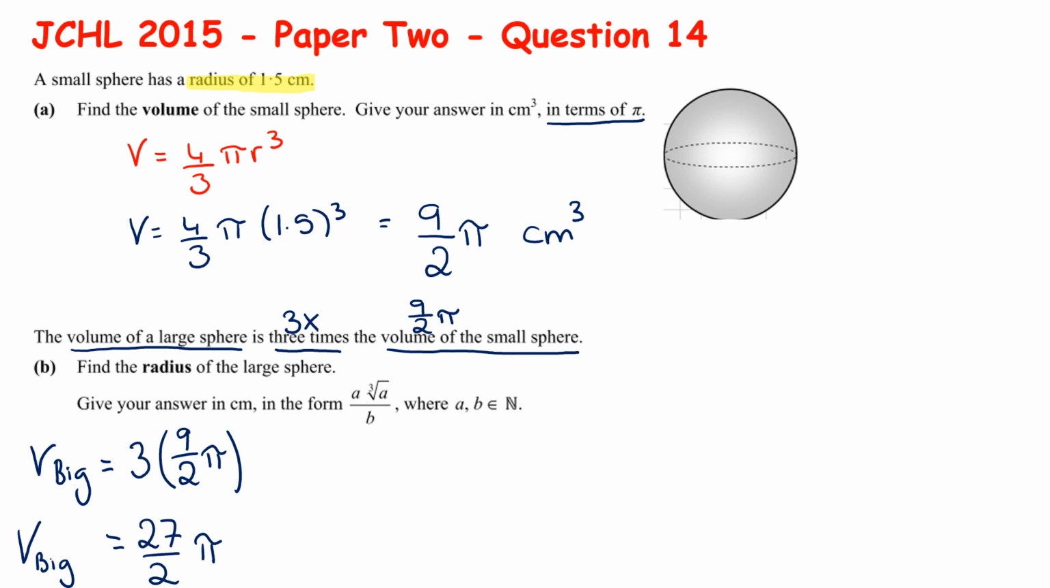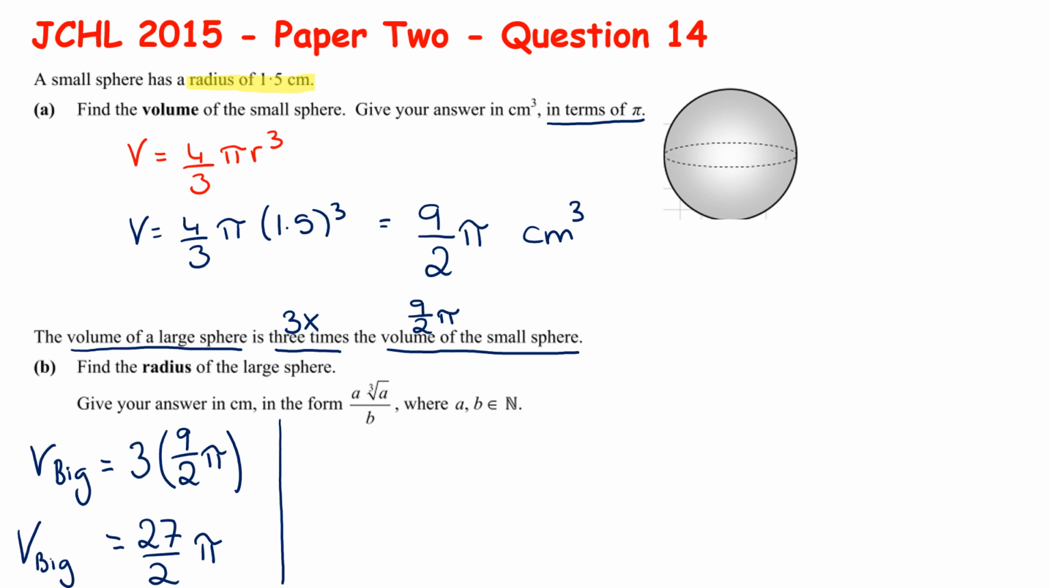It then says, find the radius of the large sphere, giving your answer in this form here. Now again, this can look daunting. It is a working backwards question, but it's going to have a little bit of work with indices. That's at the very end, so let's focus on getting an answer and then we'll look at converting it.